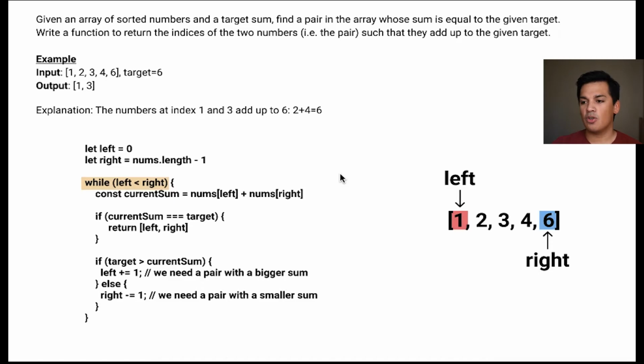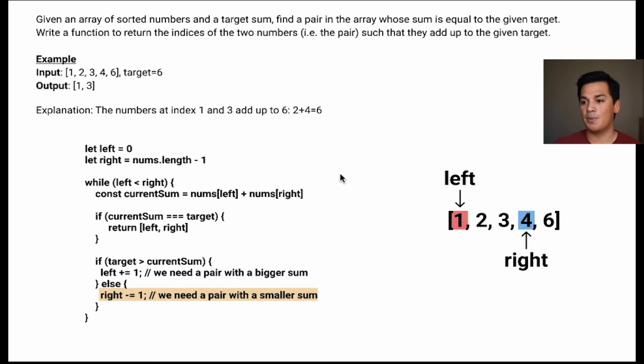So let's go through a few steps of this so you can see how it works. We first have our current sum of nums left plus nums right, followed by a check. Does current sum equal target? 1 plus 6 equals 7. Does 7 equal 6? No, it does not. So now we go to our second check, which will determine which side we move and will help us dial in our solution. So is 6 greater than 7? No, it is not. So we have to move right down.